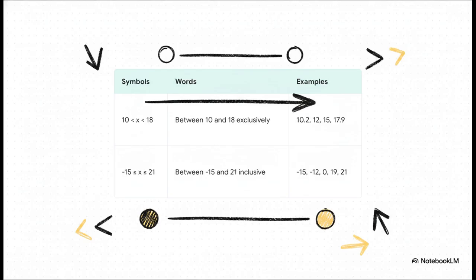And if you see lines under the cones, that means it's inclusive. It becomes "all the numbers between negative 15 and 21 inclusive," so exactly negative 15 and exactly 21 are allowed in the club, along with the whole shebang in between.